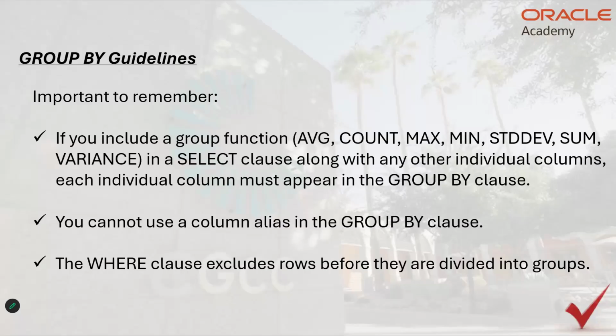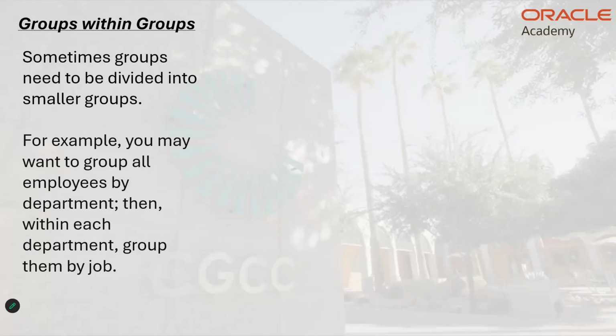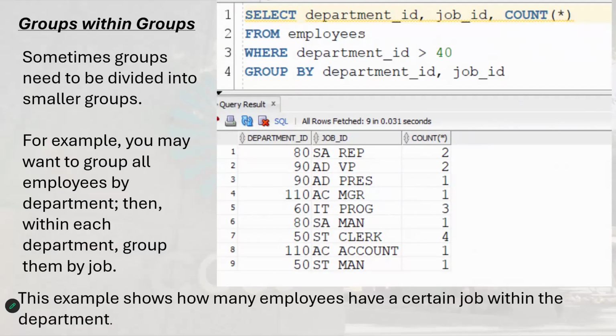All right. Any questions about those guidelines? Nope, makes sense. All right, there's such a thing as groups within groups. Sometimes groups need to be divided into smaller groups. For example, you may want to group all employees by department, then within each department, group them by jobs. How do you do that? This is how I would do that. Select department ID, job ID, count star from employees where department ID is less than 4 or greater than 40, group by department ID, job ID.